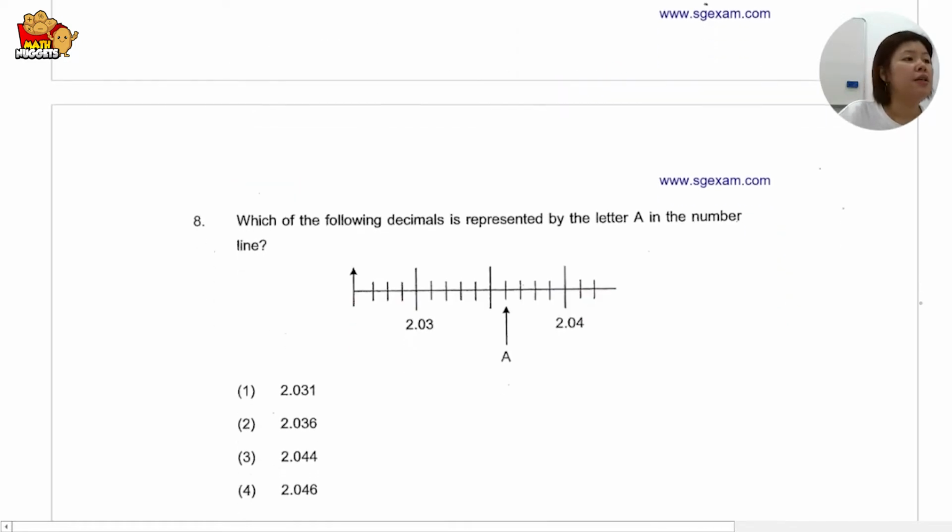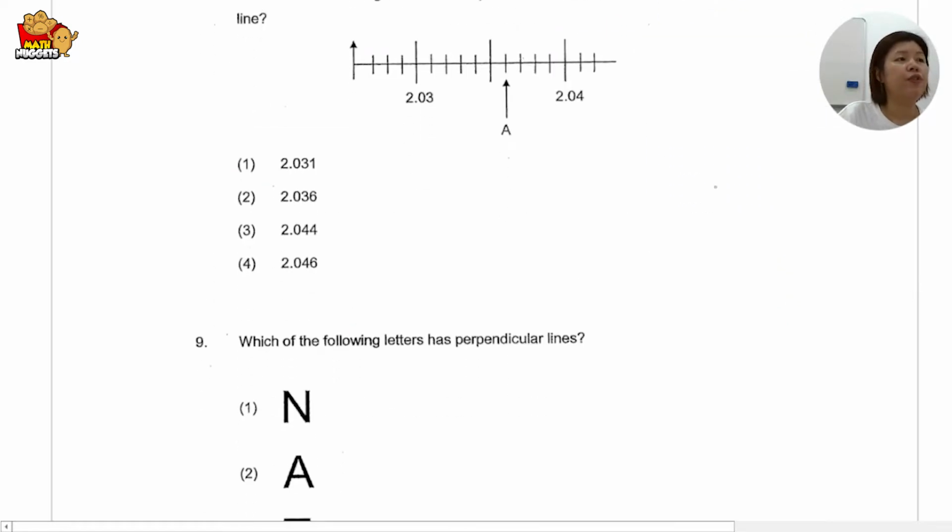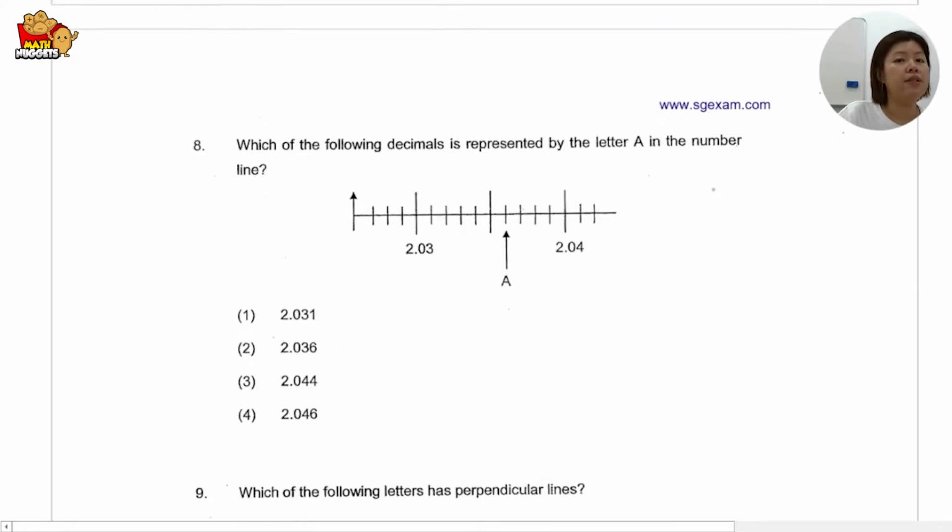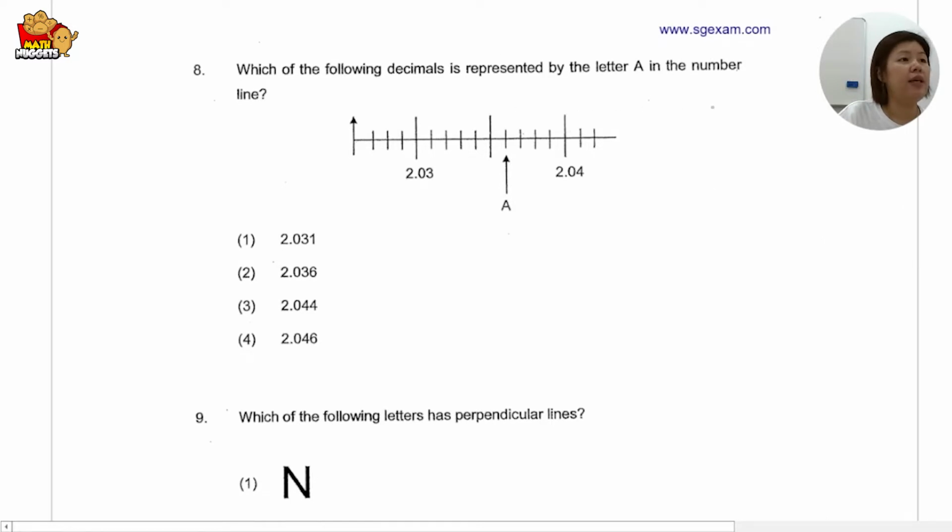Okay, let's move on. Decimal now. Which of the following best represents the letter A in the number line? So please remember to put a 0 because we are finding the number in between. So this one, the first number will be 2.0.